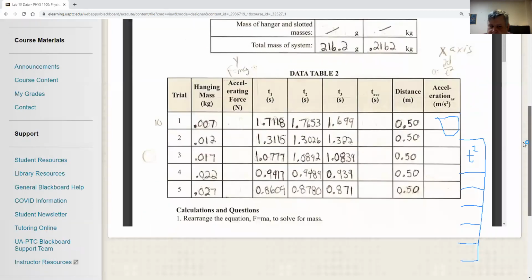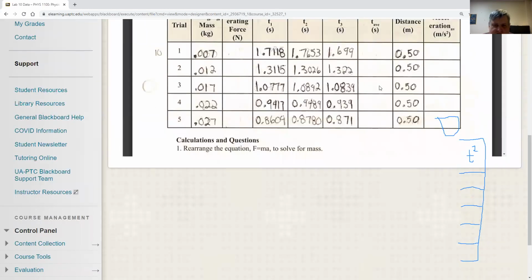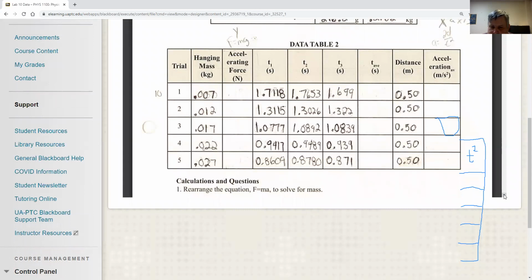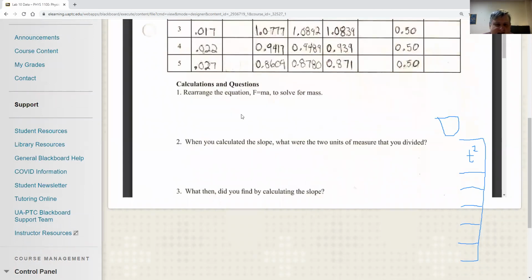Then down here, for question number 1, please ignore this. This is going to move with me, unfortunately. For question number 1, it wants us to rearrange this formula. It wants me to rearrange this to solve for mass. So I need to divide both sides by a. When I do that, I get m is equal to force divided by acceleration.